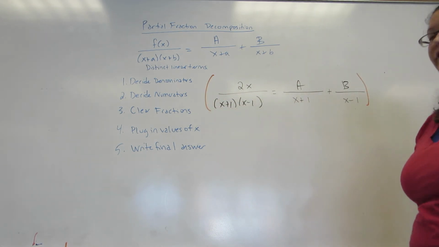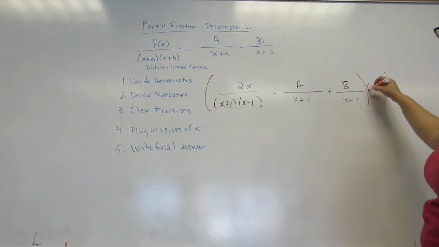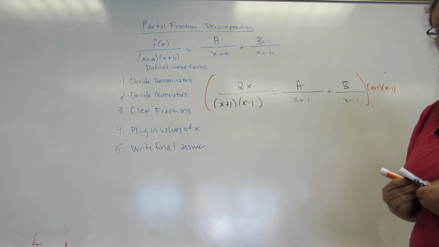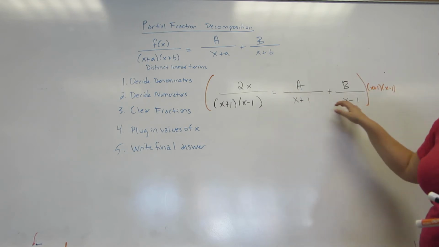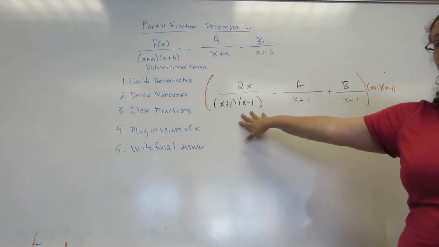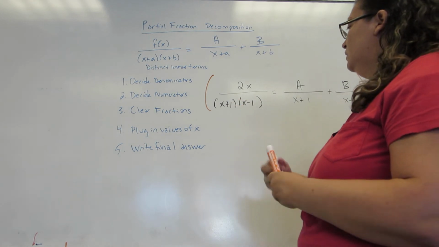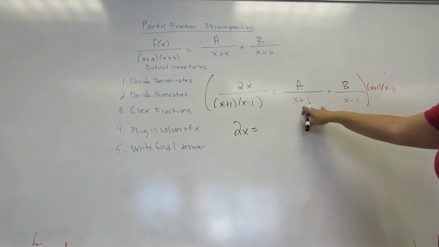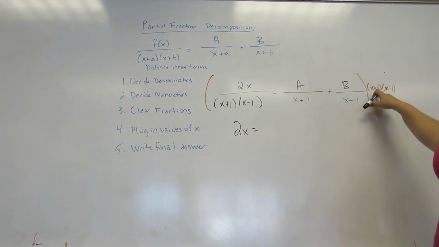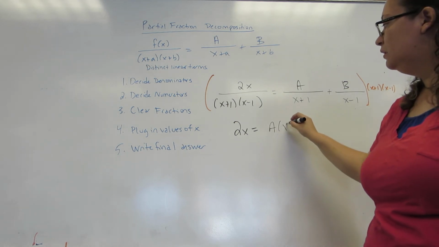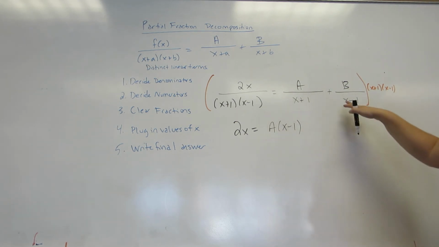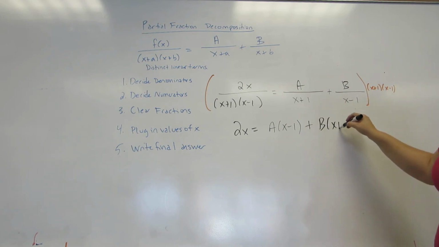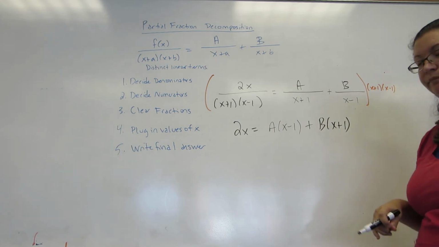And the easiest way to clear the fractions is to take the entire problem and multiply it by the denominator of the left-hand side. So, this distributes to all three pieces. When I multiply it times the left-hand side, it totally cancels, leaving just the numerator. Okay. When I multiply it by this middle term, the x plus 1's cancel, and I'm left with the a times x minus 1. When I multiply it by this third term, the x minus 1's cancel, and I'm left with b times x plus 1.